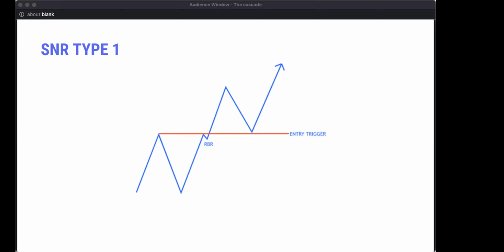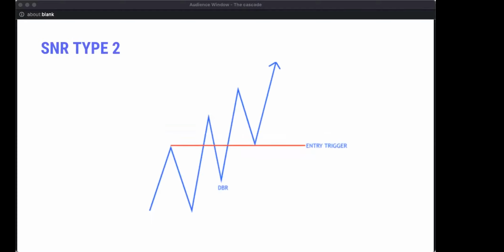So as price is moving up, you'll get your RBR. Price moves up, making a new high. Price comes back down at that area, and that is your entry criteria. Okay, this is SNR type 1. SNR type 2 is basically the same. It's the same instance, except instead you get a drop-based rally, and your entry criteria is from this resistance point. So from right here, you're going to draw a line right across, and that's your new entry point.